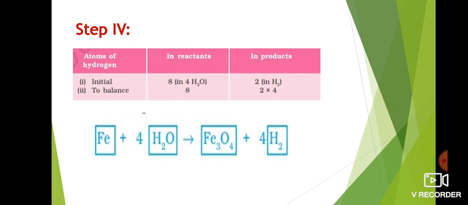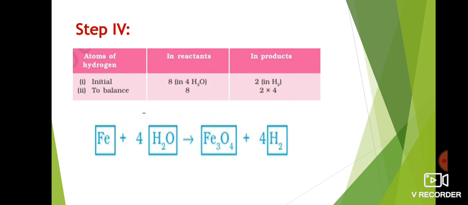To equalize the number of hydrogen atoms, make the number of molecules of hydrogen as 4 on the right hand side. Observe this table. Atoms of hydrogen initially in the reactant side are 8, and in the product side only 2. We make the product side also 8, so we multiply 2 with 4, which gives 8. So the reactant side has 8 hydrogen atoms and the product side also has 8 hydrogen atoms.